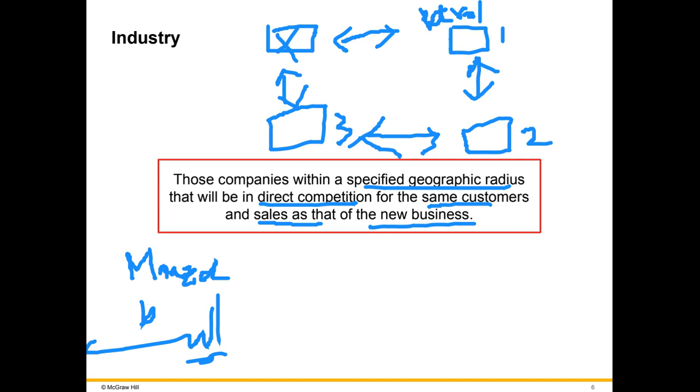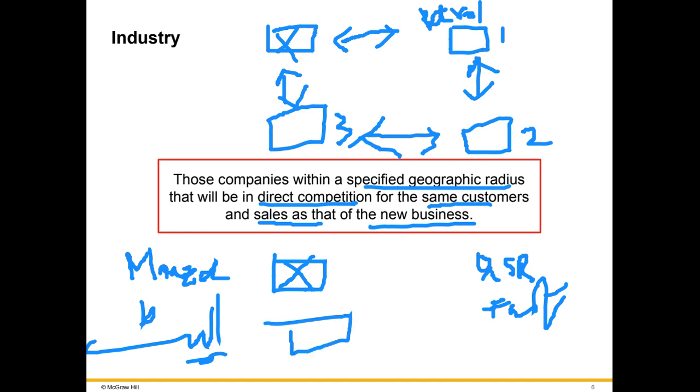Mazda is a QSR, a quick service restaurant. We also call them fast food. Okay, so Mazda's competition would be with Albaik, KFC, McDonald's. What else?